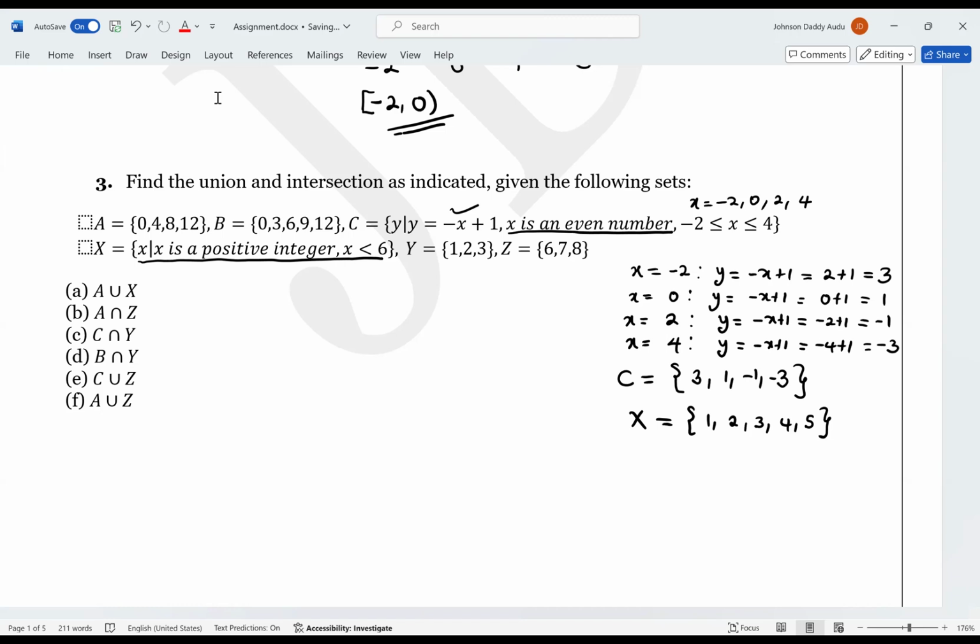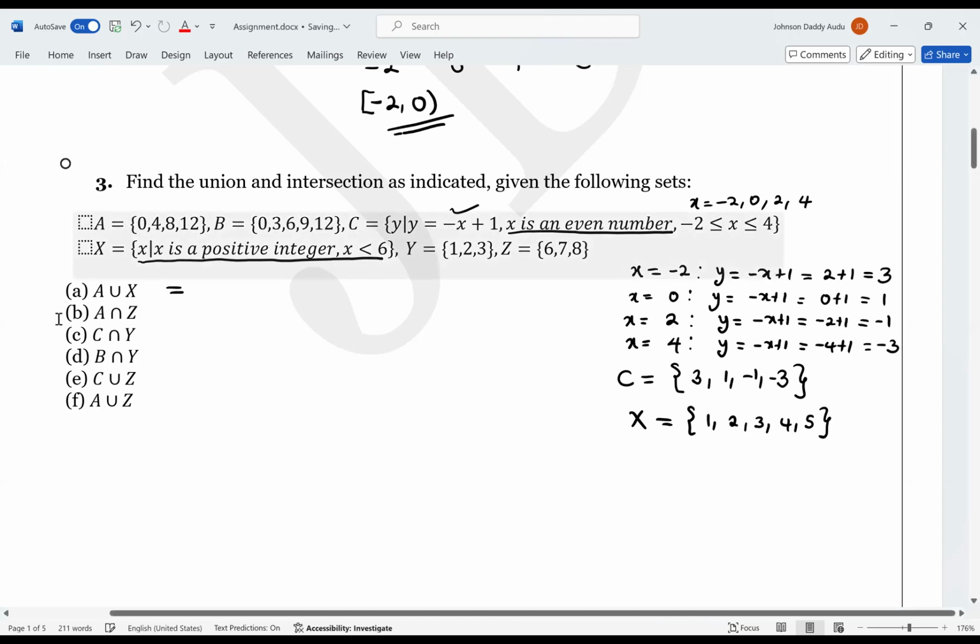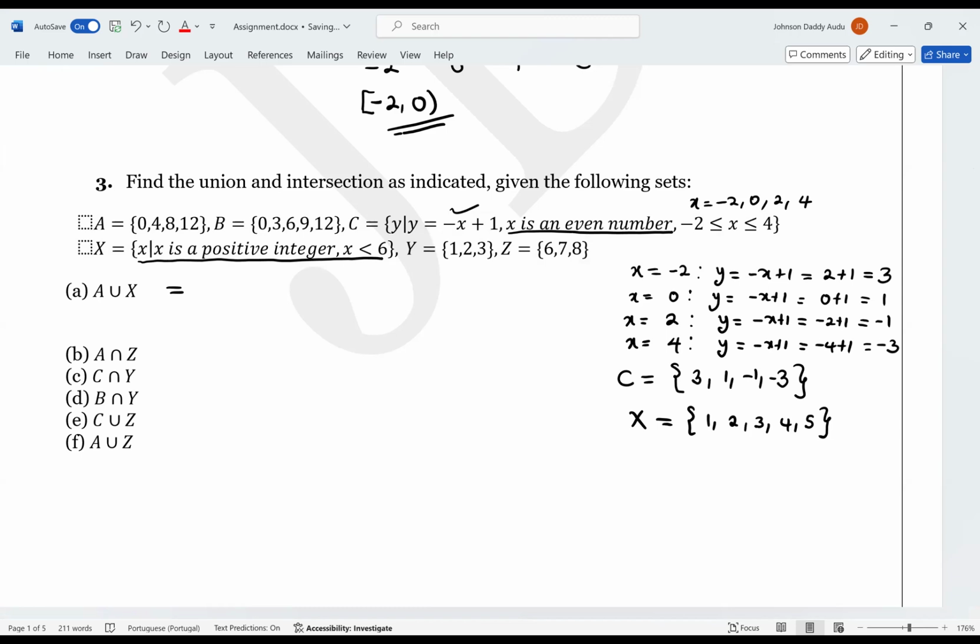What do you need to do? Just find the union. So for example, here we are interested in A union what? Let's see if we can create some space. A union X. What is A union X?